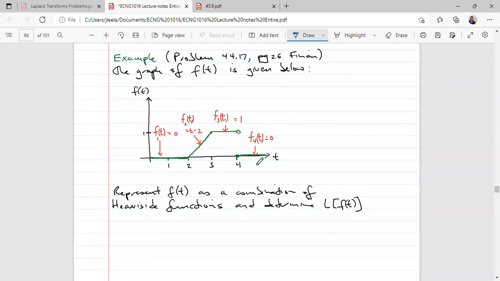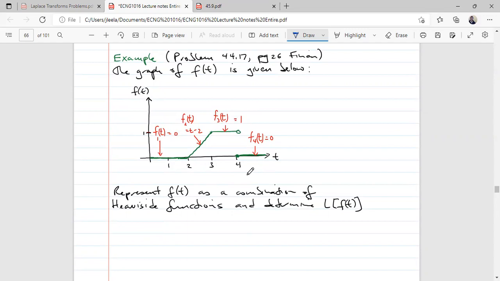So if you give me a graph with a piecewise function, it might be wise to break it up to see how you could expand it into a combination of Heaviside functions so that you could find the Laplace transform. So anytime you have a problem involving a piecewise function, you have to break it up as a combination of Heaviside functions in order to solve it. Right, so you understand that? I hope that is clear.